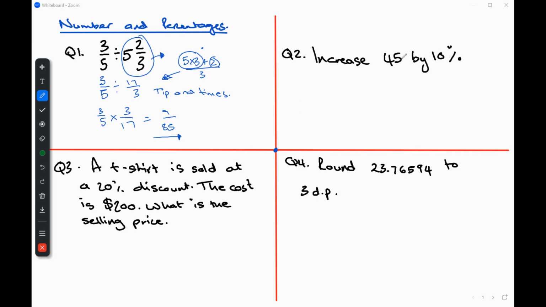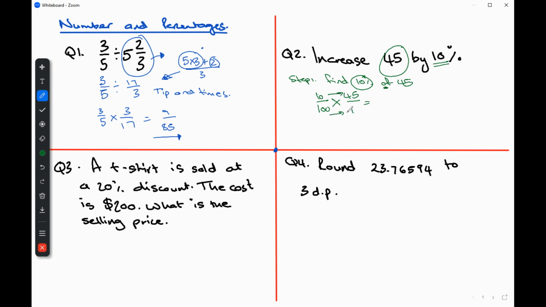Question 2. Increasing 45 by 10%, the first step we have to do, step 1, is find 10% of 45. So that means take 10 divided by 100, because anytime you have a percentage, remember that you have to divide it by 100, and then whenever you see the word of, you change it into multiply. Then you write the next number, 45 over 1.